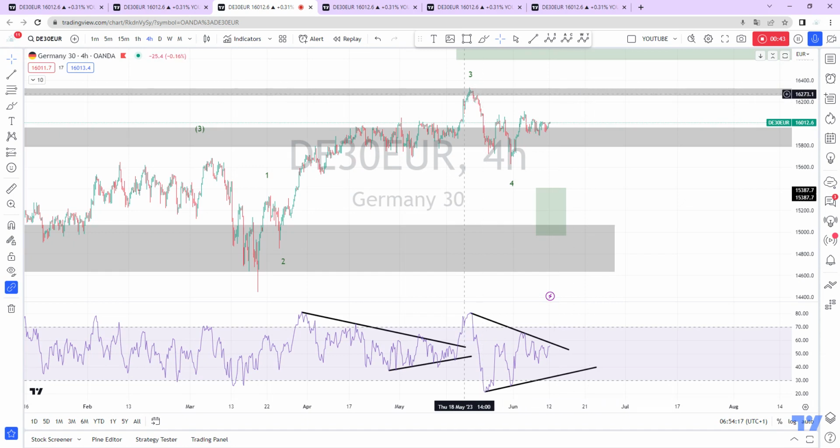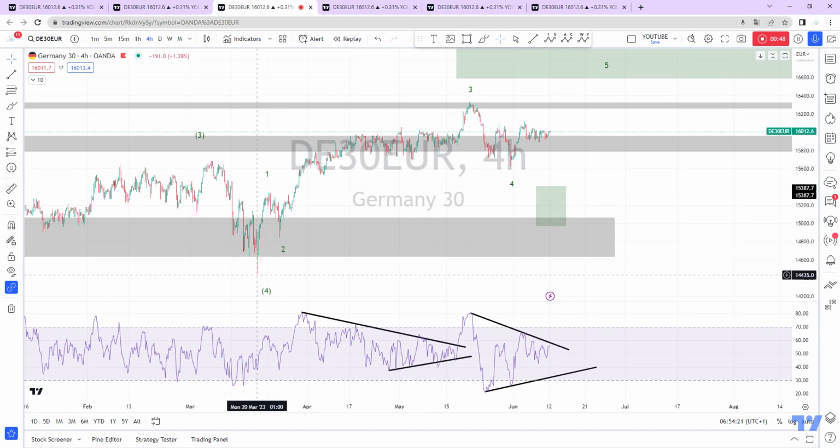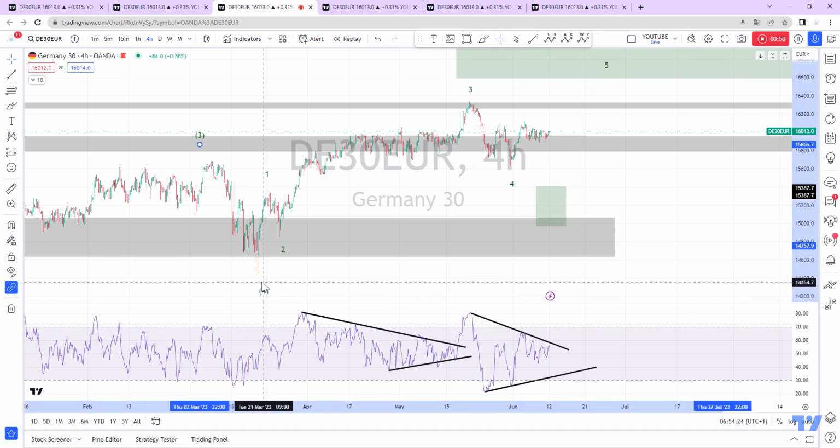So as you can see here, from this wave 4 low, I'm expecting a bit more upside in the form of a wave 5. So I see 1, 2, or wave 3 here, a wave 4, which is in or could still be ongoing. I will explain this in a minute. Then a final wave 5 to the upside.